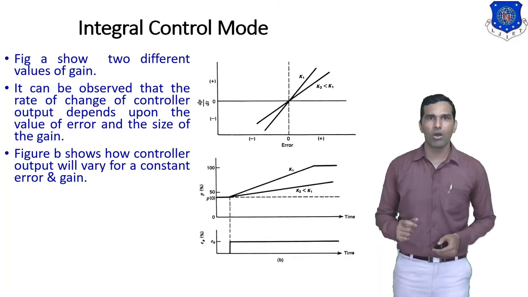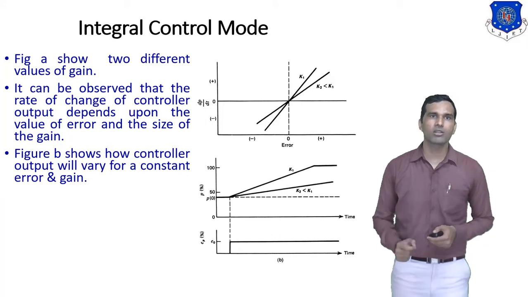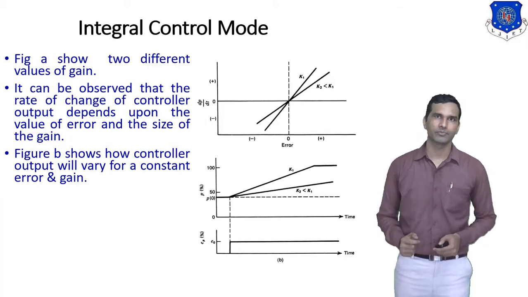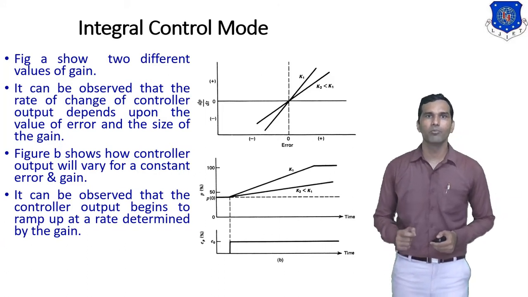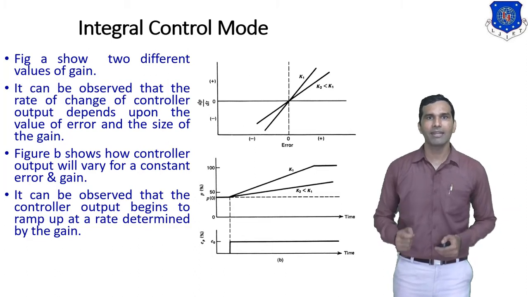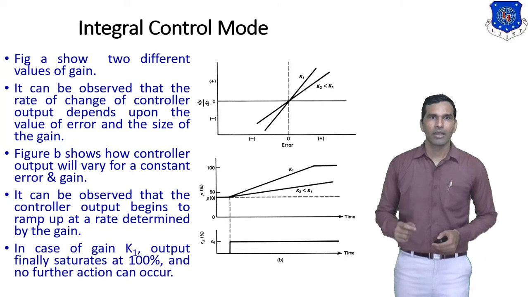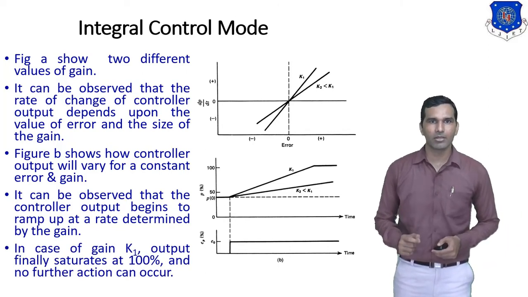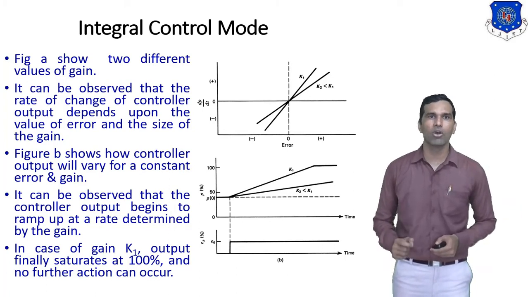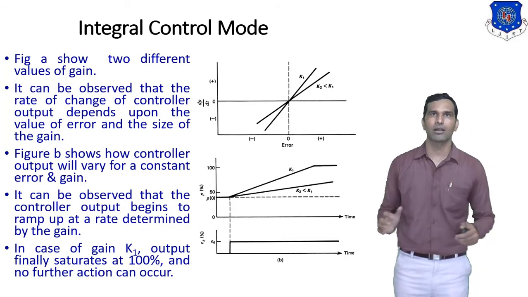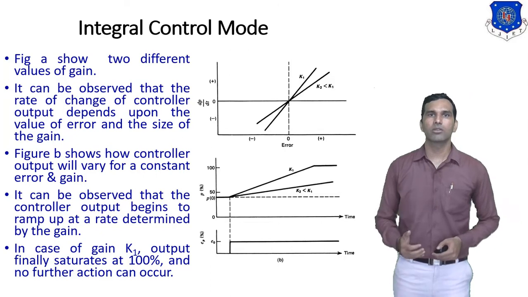Figure B shows how the controller output will vary for a constant error and gain. It can be observed that the controller output begins to ramp up at a rate determined by the gain. In the case of gain K1, the output finally saturates at 100% and no further action can occur. So this is the working of integral control mode.